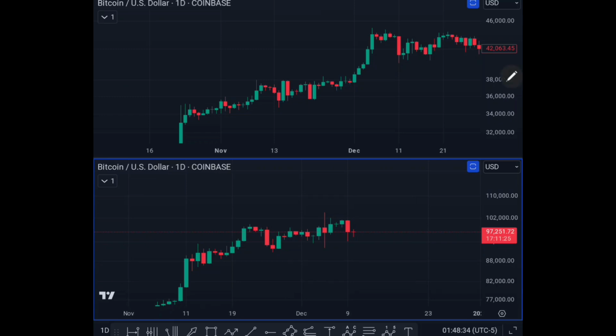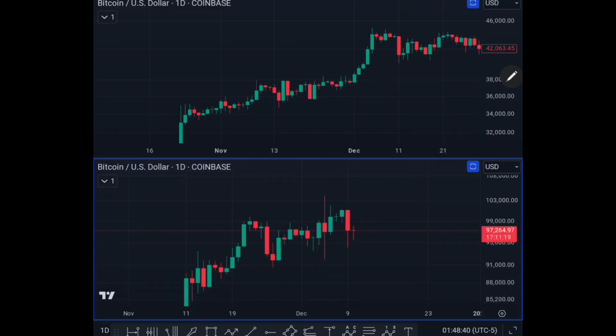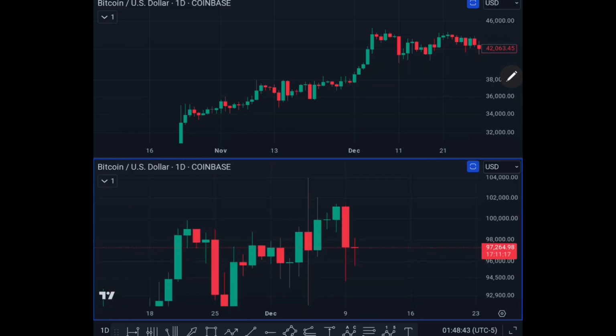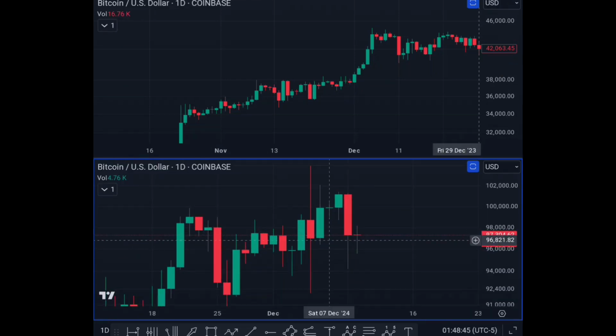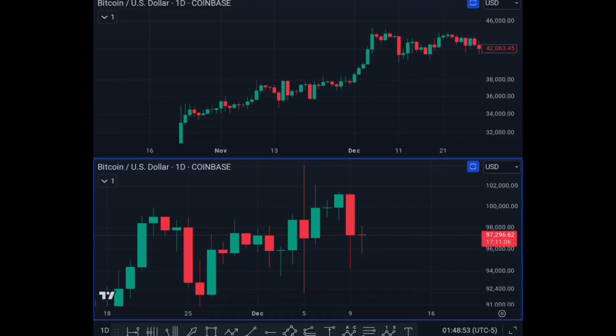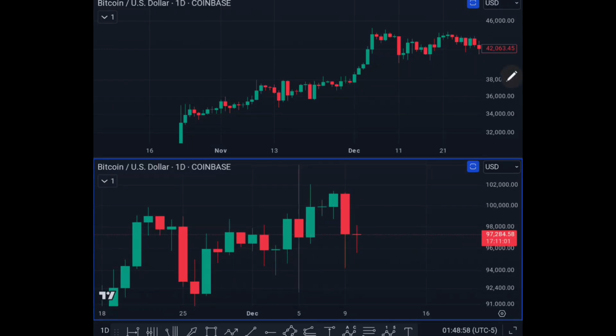I point that out because it's very important to pay attention to the closing price of higher highs and higher lows. And we did get that still even today. We still don't have a lower low close on a daily. That's still higher by a couple $100.